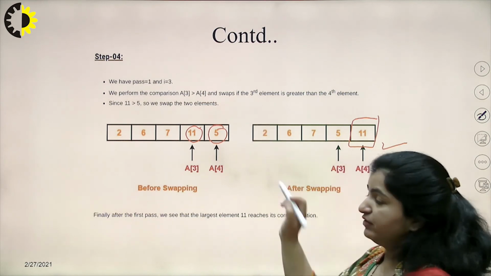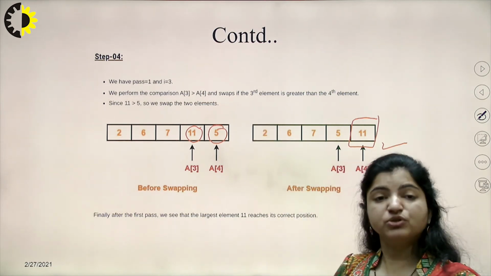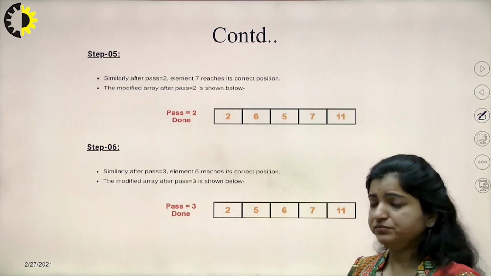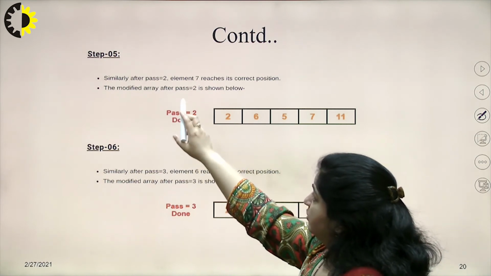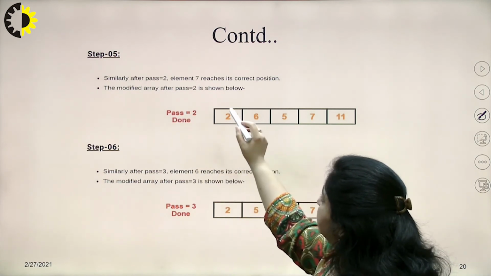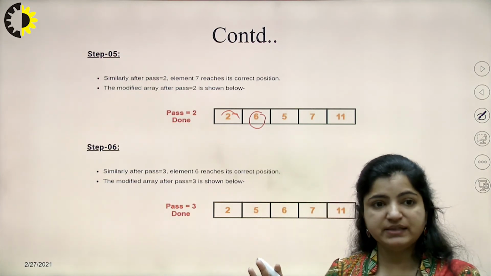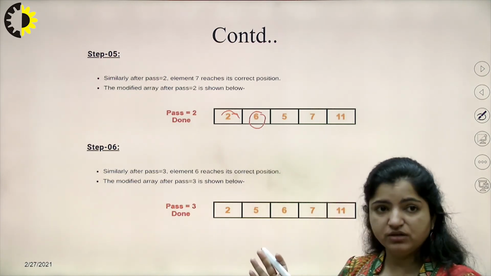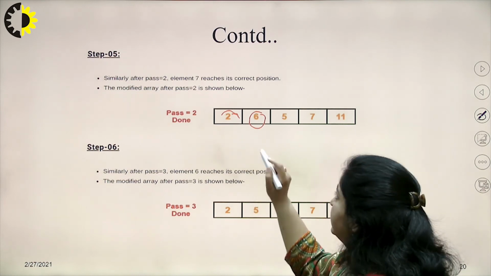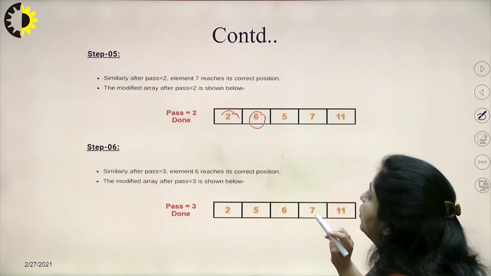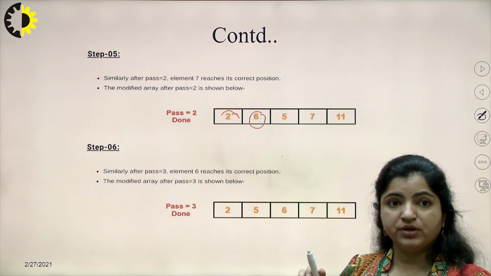So, first pass finished over here. Now, we will proceed with the second pass. In the second pass, I will again check whether, for this 2 and 6, any swapping needs to be done. No, because 2 is already less than 6. Then 6 and 5. Now, here I need to do the swapping, fine.